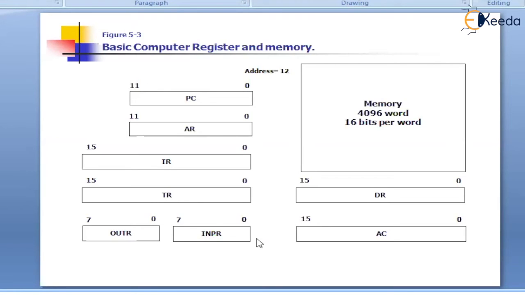Now, the important registers for this particular point are all the remaining registers except the input register and output register. So let me list out all those registers. The first register in the CPU is the program counter. The second register is the address register. The third one is the instruction register. The fourth one is the data register. The fifth one is the accumulator. The sixth one is the temporary register. These registers are really important to hold the data when an instruction is getting executed.